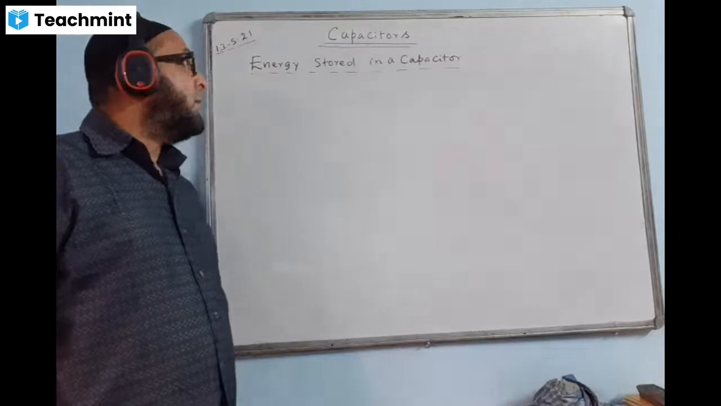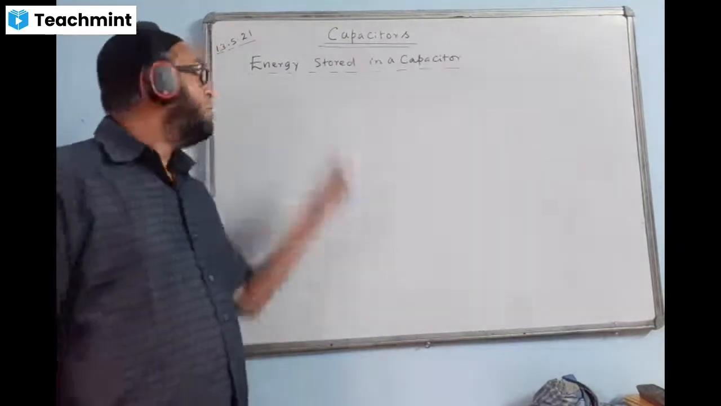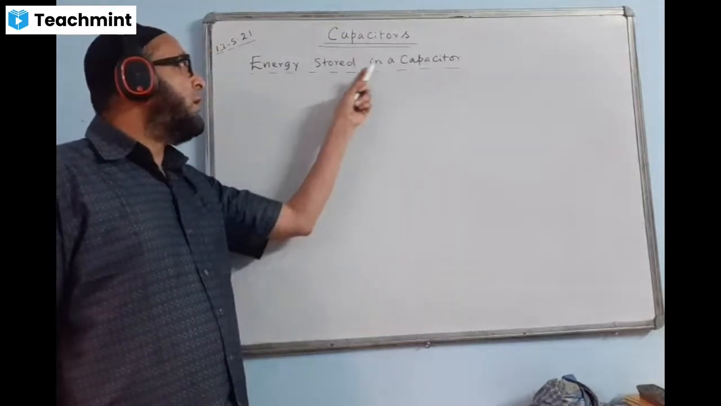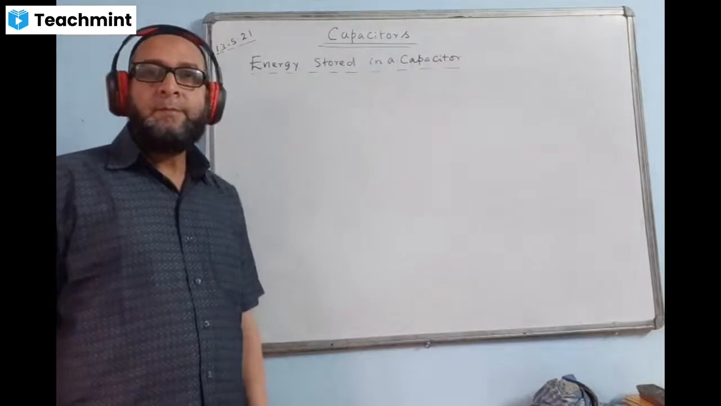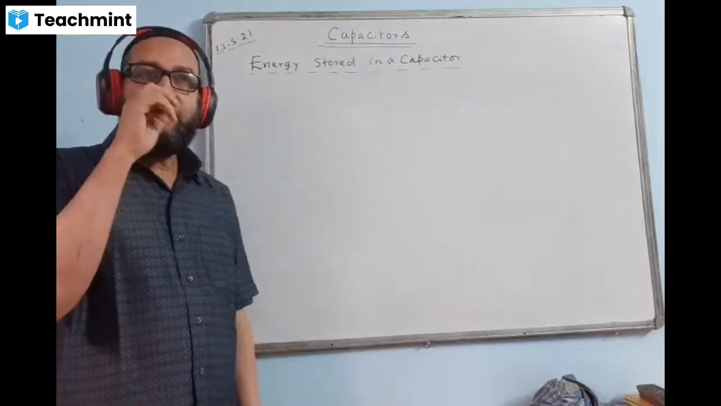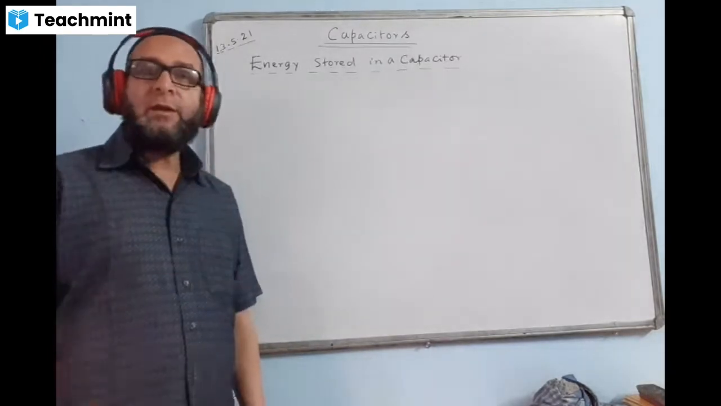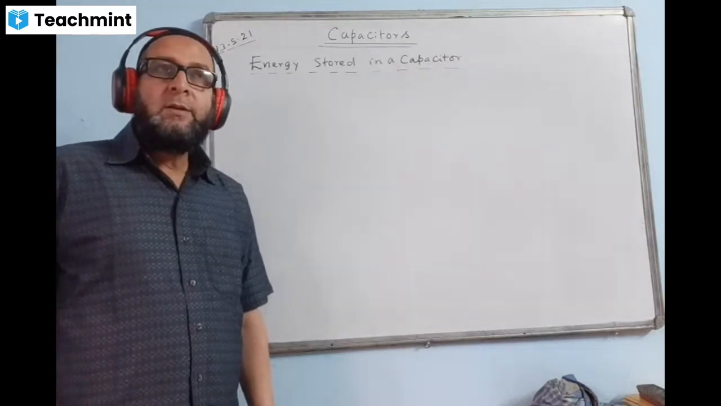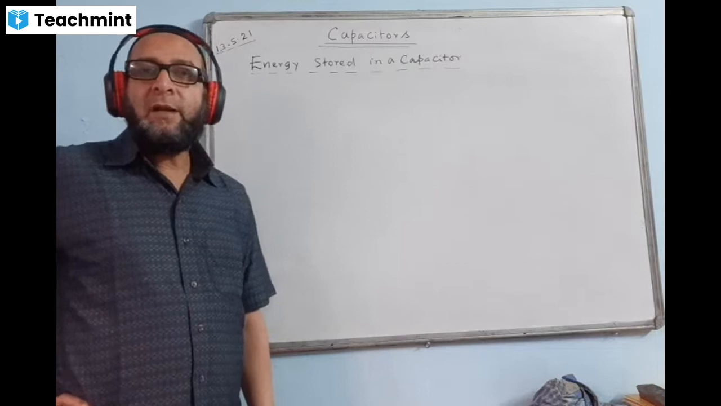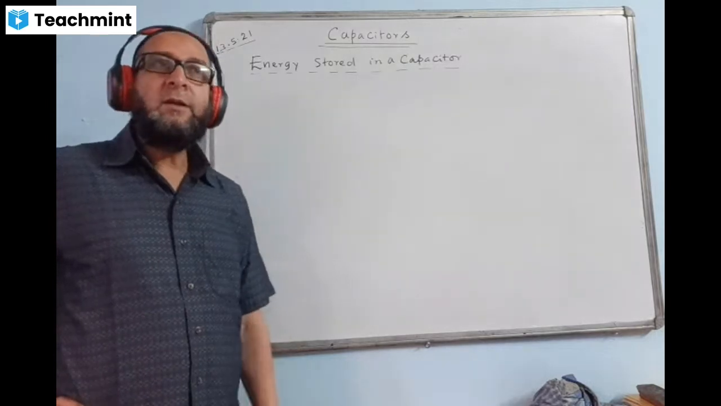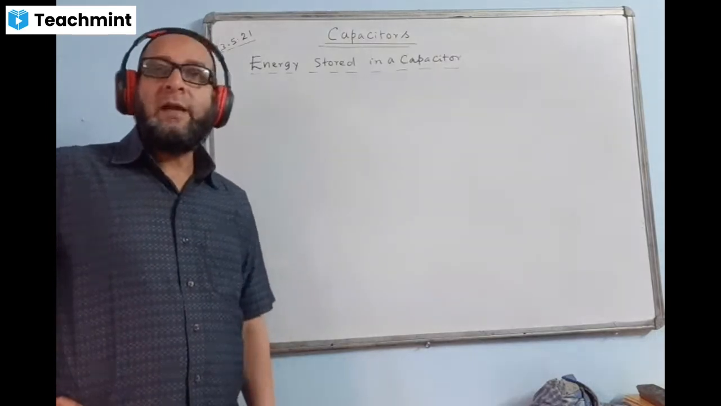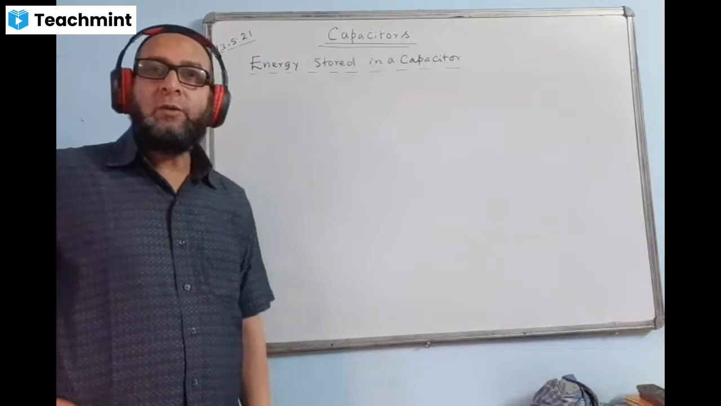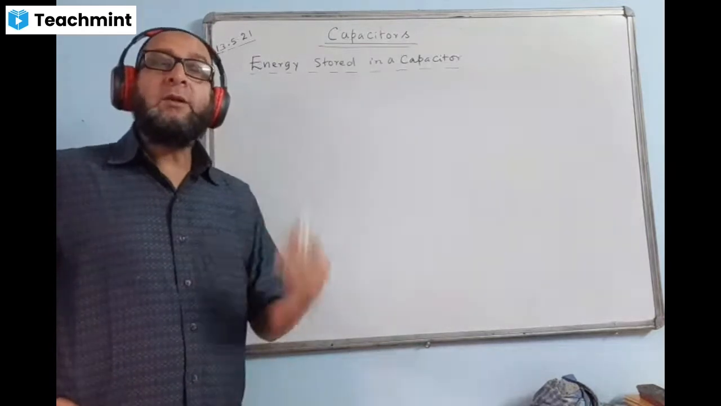Okay. Our today's topic is energy stored in a capacitor. We have to derive an expression for the energy stored in a capacitor. There are two ways we can derive it: one is the graphical method and one is the calculus method. You learn both. It depends upon the marks allotted to this question.